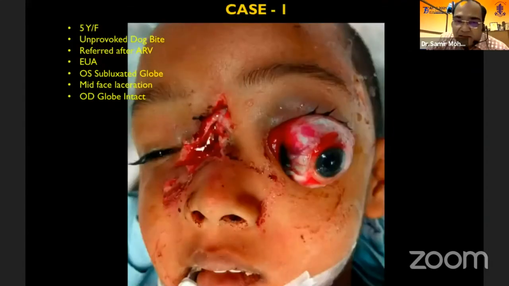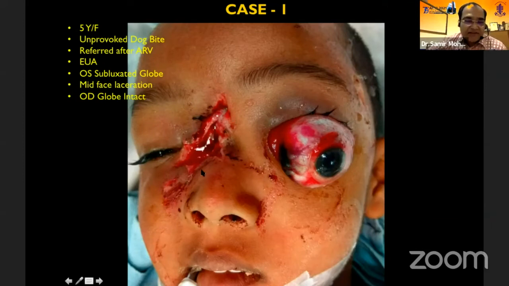Now with this, I'll discuss a few case scenarios which I have come across in my practice. This was the first case which sparked my interest in managing such complex orbital trauma. This was a 5-year-old female child who had sustained an unprovoked dog bite while she was playing. She was referred to us after the primary vaccination and anti-rabies care had been done. So on examination in the emergency, we found the left globe was completely subluxated with a tooth bite mark medially.